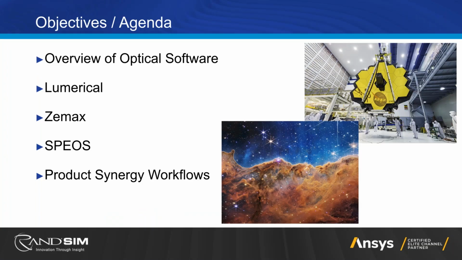So a quick overview of our objectives and agenda. We're going to do an overview of all three optical softwares, pretty high level first, and then following that will be a deep dive into Lumerical, Zemax, and SPEOS, which are the optical softwares. And then after that, we will see examples of product synergy workflows between all of the softwares. In the images here, I have the James Webb Telescope image and the telescope itself. I thought this was pretty cool because this was in recent news, and also they use Zemax to design their telescope. So I thought that was pretty cool.